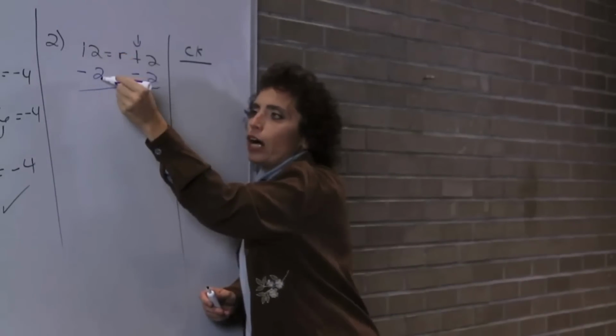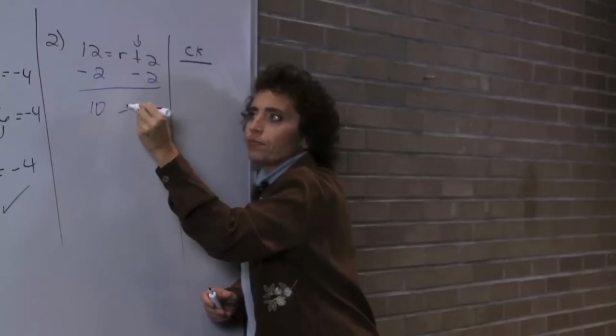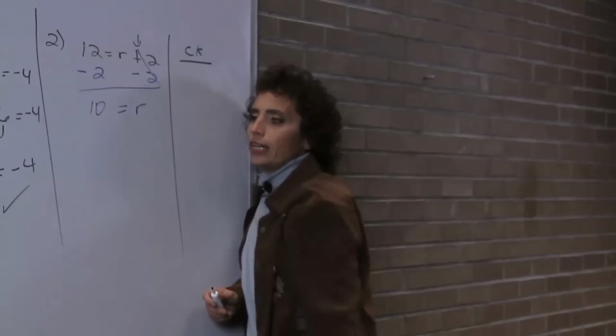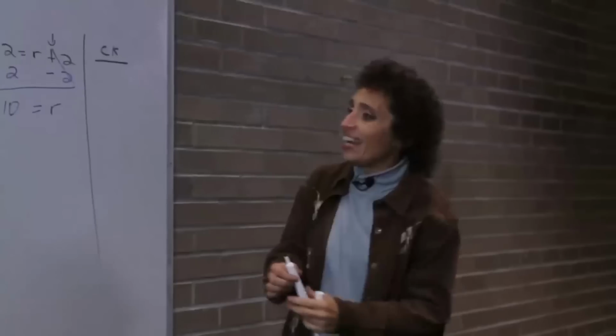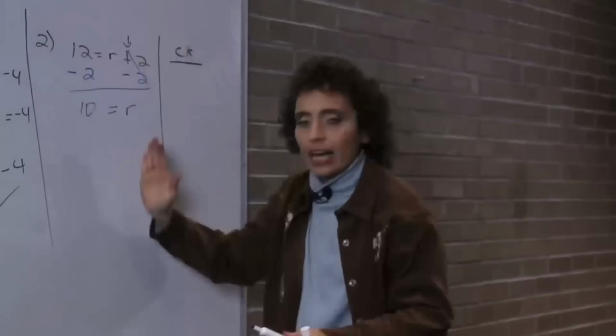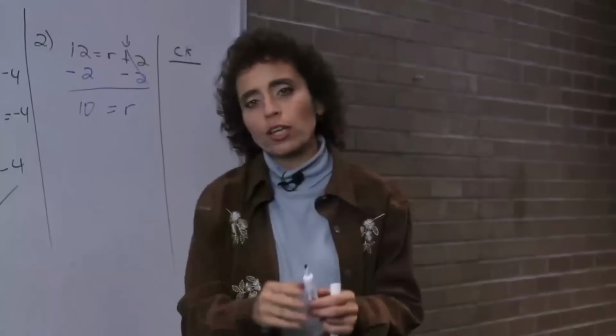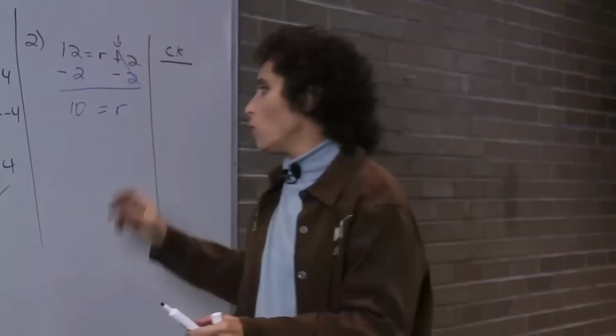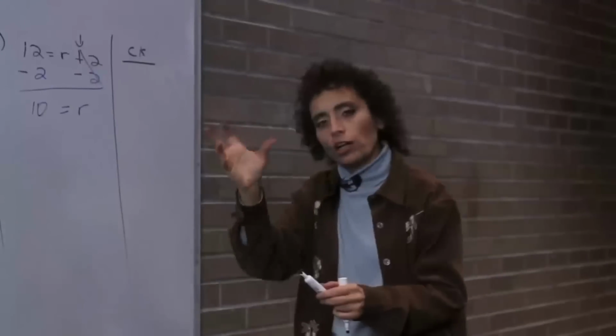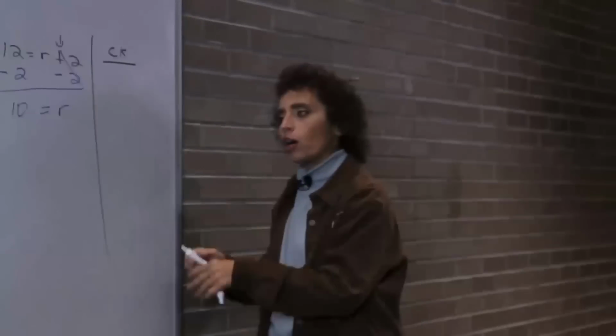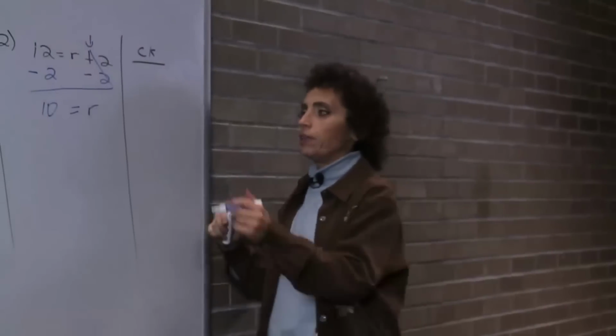I have 12. I owe you 2, so I have 10. And that equals R. So 10 equals R. And actually write it down exactly like that. However you see it, you should write it because later on when you solve inequalities, you don't want to mess around with one side of the equation and the other. So 10 is R, which is the same thing as R equals 10.